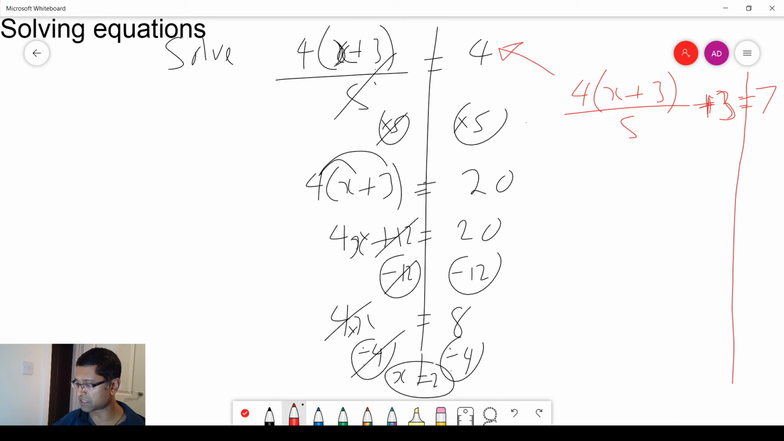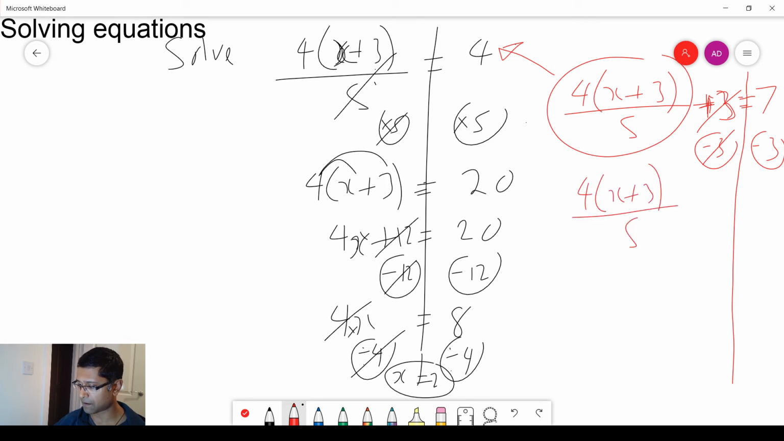So to get rid of plus 3, take away 3. Do the same on the other side. So 3 take away 3, they knock each other out. You're just left with this orange now. Seven take away 3 is 4. Now this question is very similar to what we had over here.